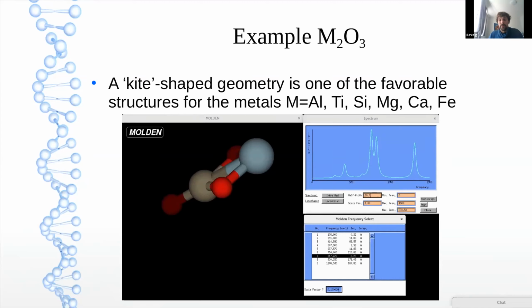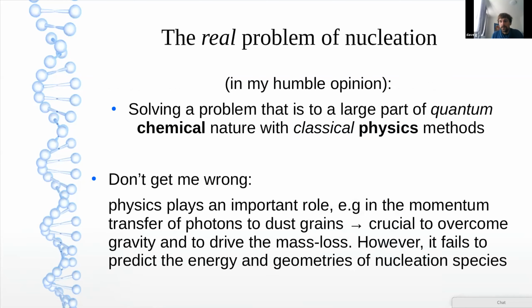So I've talked now about classical nucleation theory, equilibrium, homogeneous and heterogeneous bottom-up nucleation. And we all saw that's all kind of difficult, and there are some drawbacks in these dust formation models. And why is that so? In my humble opinion, I would just say it's because you actually try to solve a problem that is to a large part of quantum chemical nature with classical physics methods.